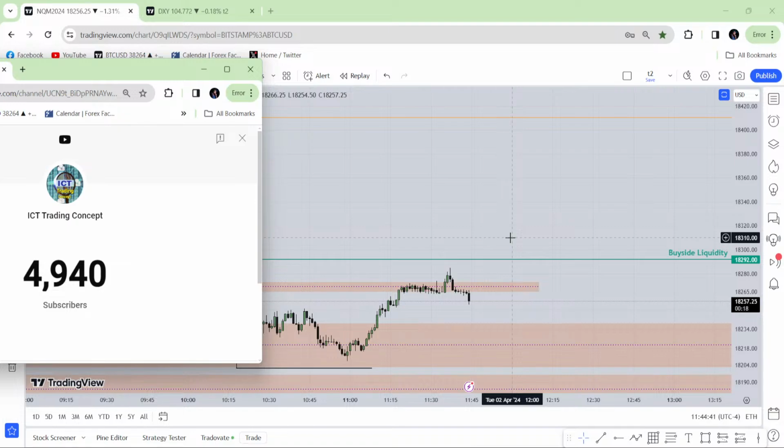The price is inside that 15-minute travel gap, I believe. Let's see if it can give us any setup or not.